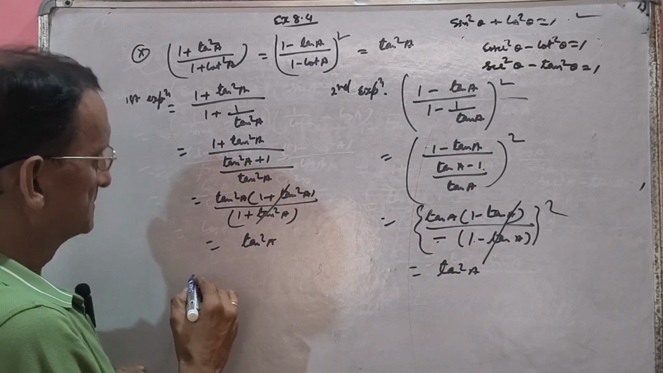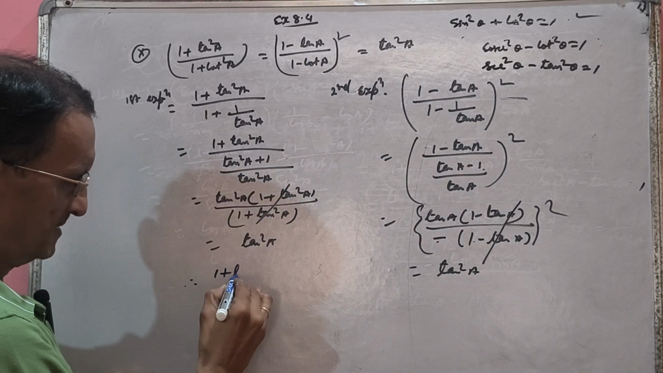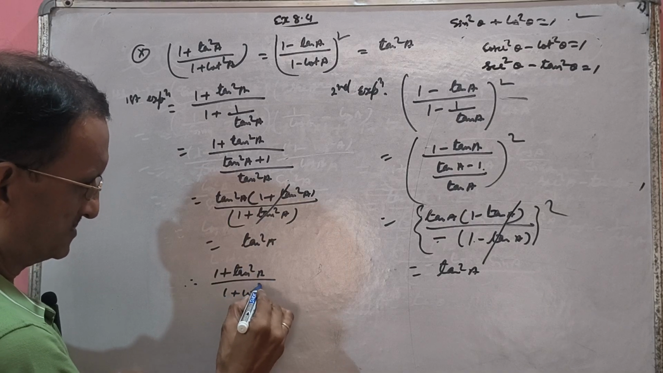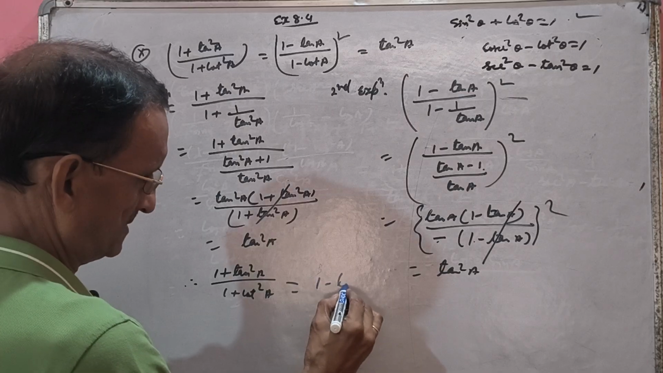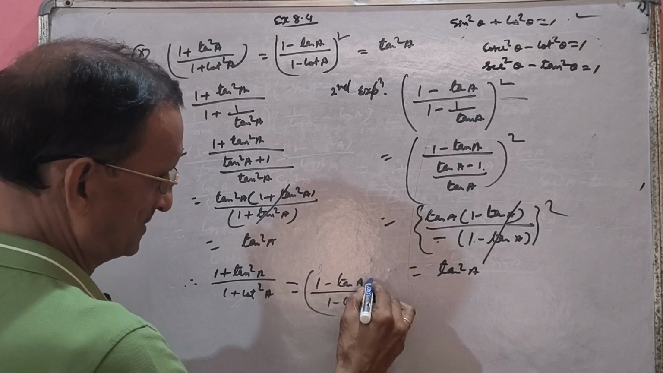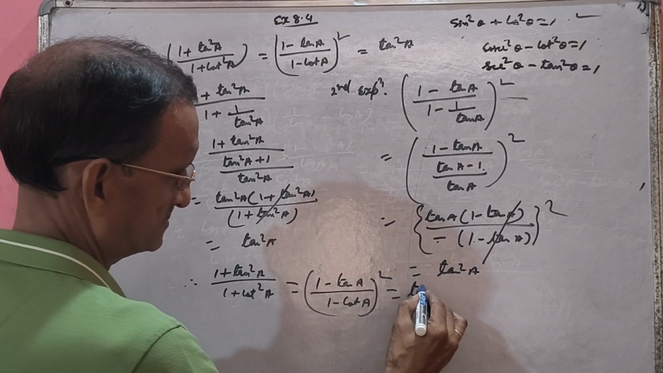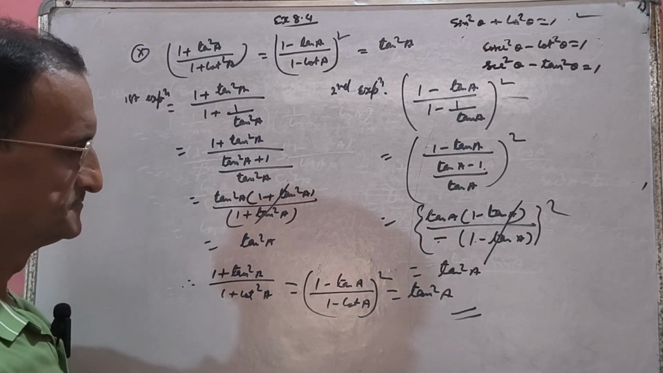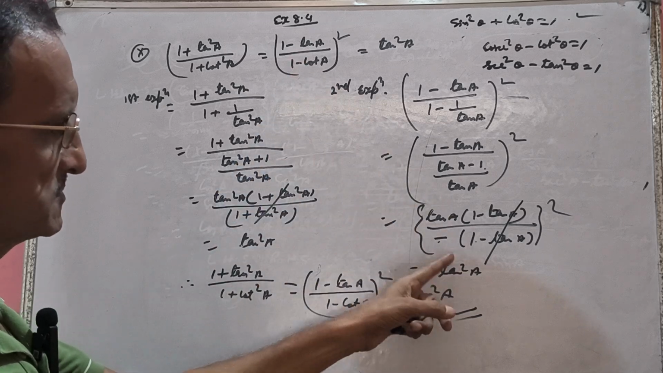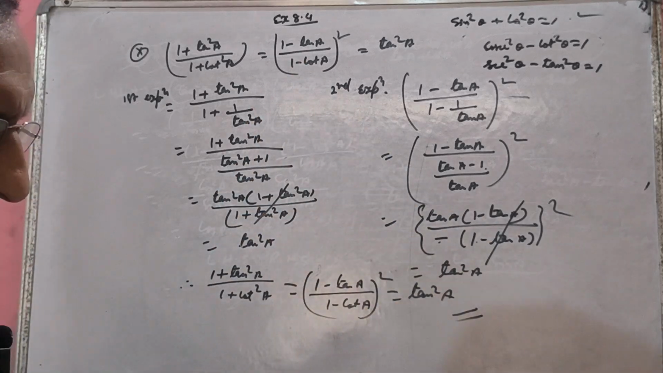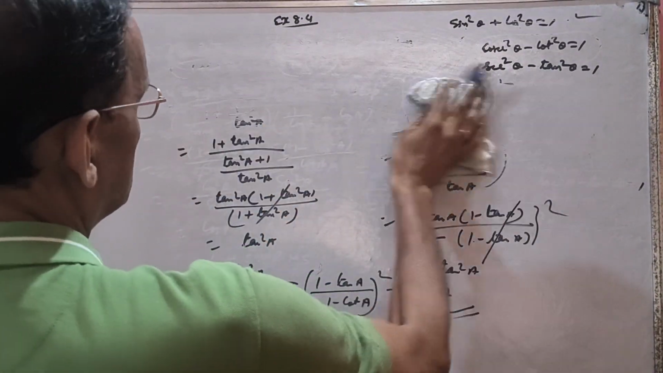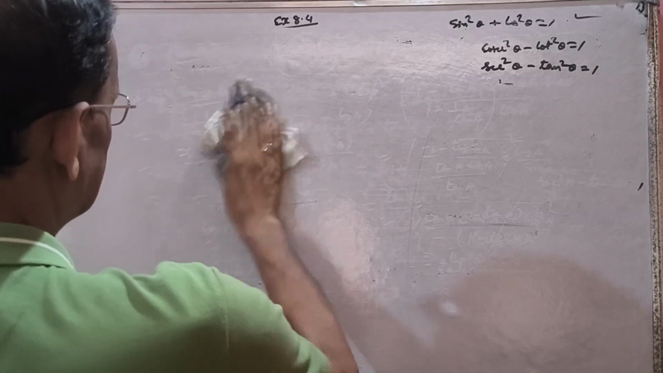So that's why in the last we will write, therefore 1 plus tan square A by 1 plus cot square A is equal to (1 minus tan A by 1 minus cot A) whole square is equal to tan square A. Hence proved. This is tan square A, this is also tan square A. They are equal. Understood? Okay. We have completed number 5 now. Now number 6.